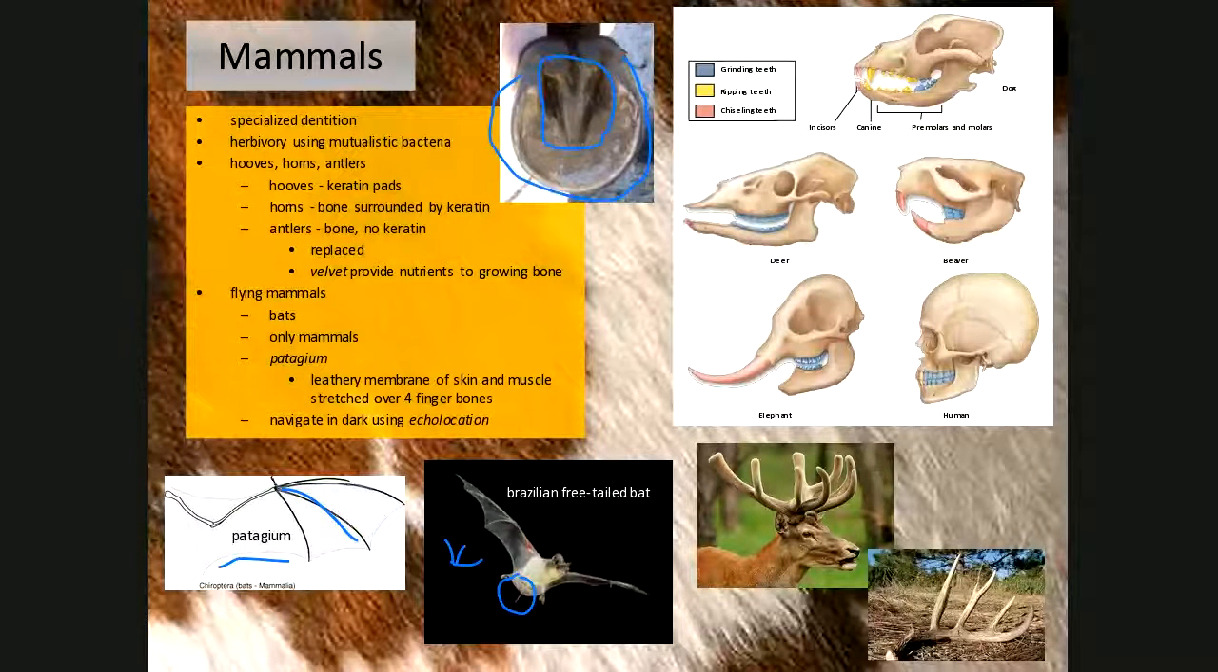These critters are fantastic because they use echolocation, the same thing that cetaceans use. They use sound, sonar. They put out sound impulses which bounce off of things.